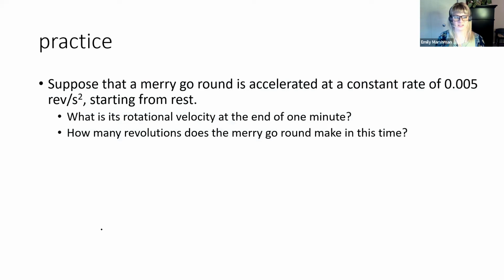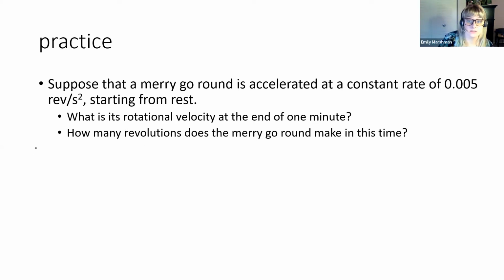So let's practice this. Let's suppose we have a merry-go-round. It's accelerated at a constant rate of 0.005 revolutions per second squared starting from rest. What is its rotational velocity at the end of 1 minute? And how many revolutions does it go through in this time?